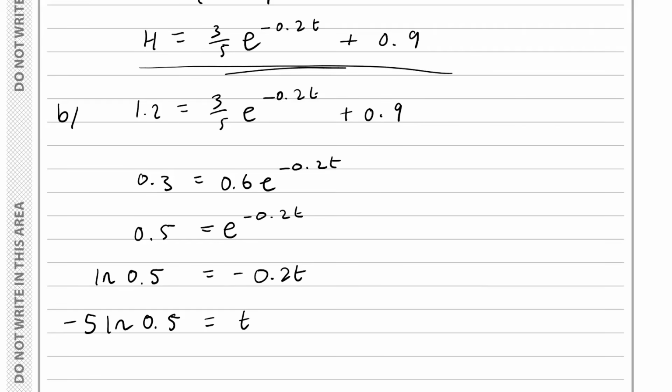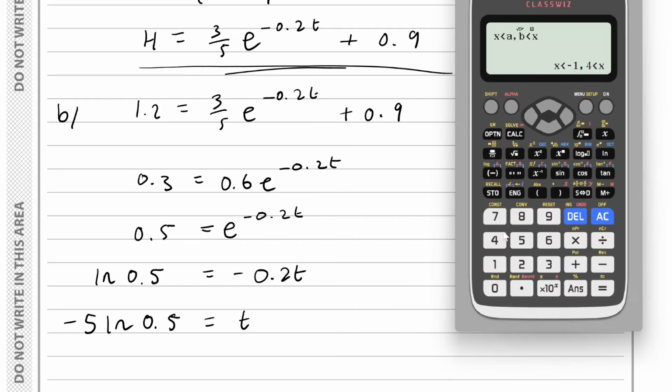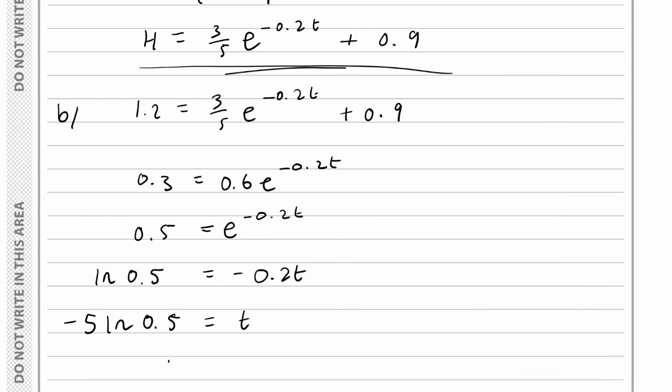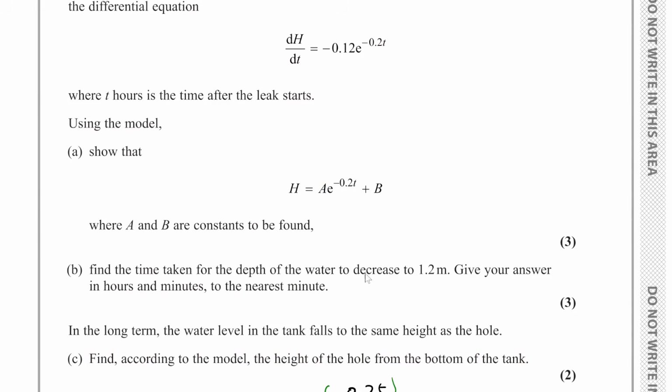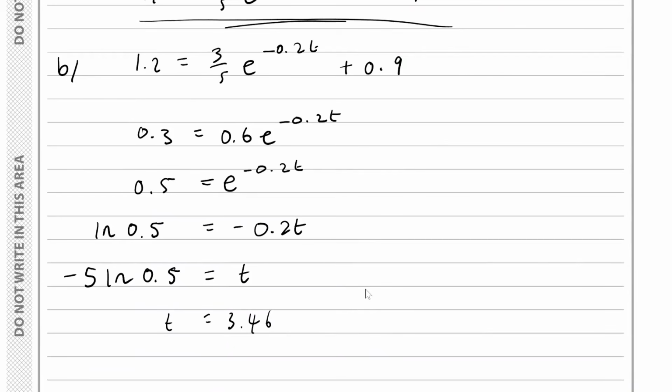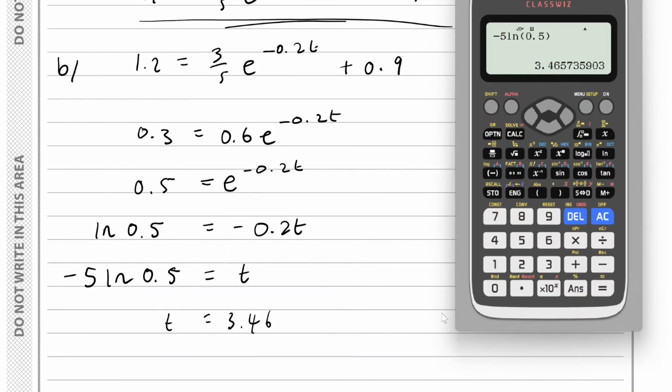And I'll just type that into the calculator, and it should give me the answer. So negative 5 ln 0.5 gives 3.46. T is 3.46 hours, and we want the answer in hours and minutes. So 3.46 is 3 hours, 28 minutes.